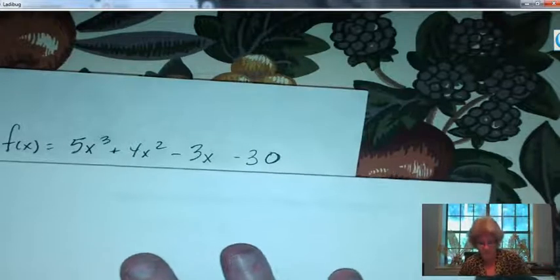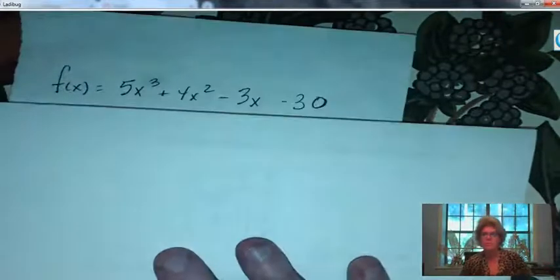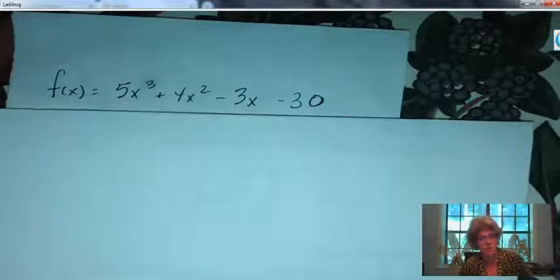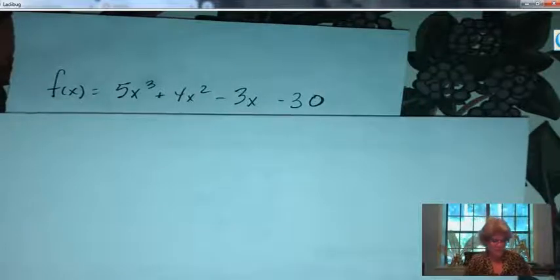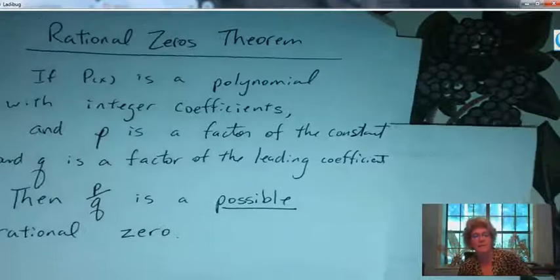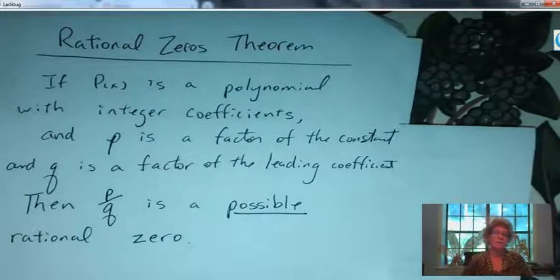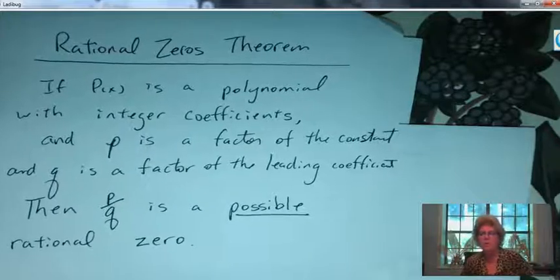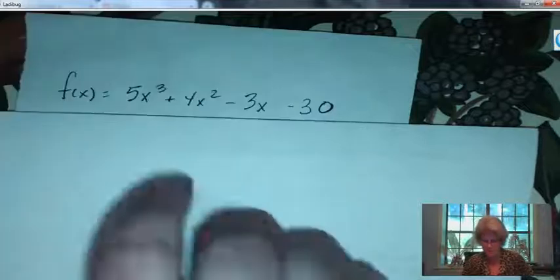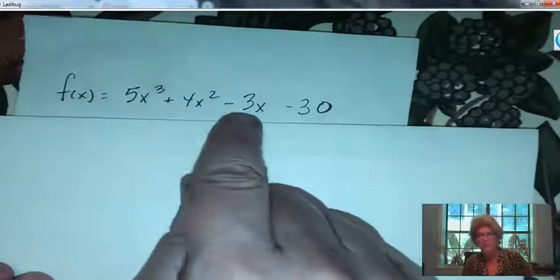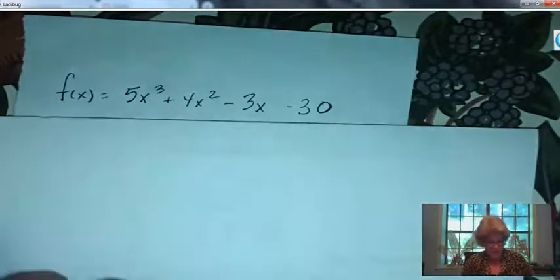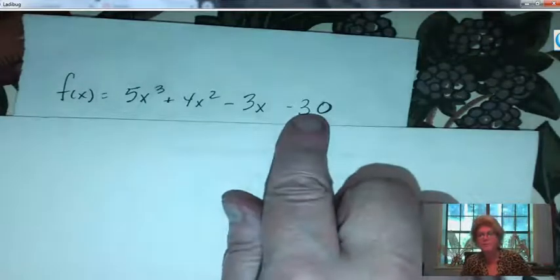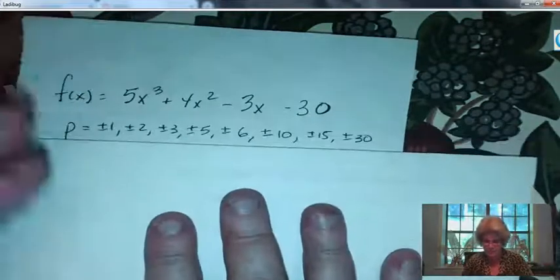Can you make a list of all the possible rational zeros? So no one is going to say that our list contains any actual ones. We can't guarantee that, but we can make a list of possible ones. So what we will do is p is a factor of the constant. You can see all of my coefficients here are integers. p is going to be a factor of the constant. p will be a factor of negative 30.